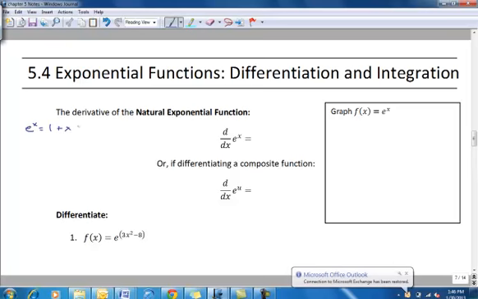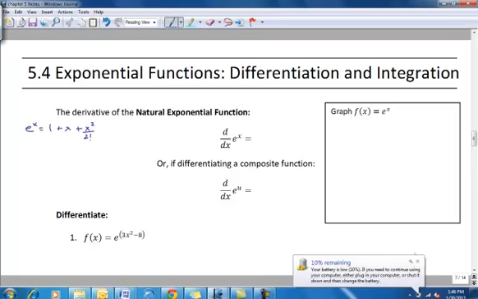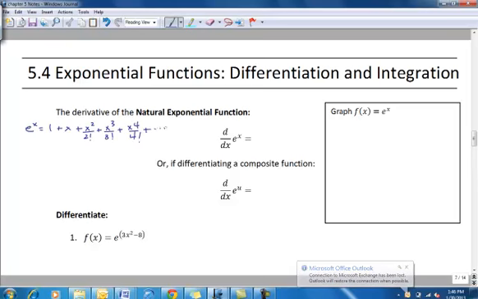1 plus x squared over 2 factorial. You remember that factorial means basically the product of that number times the whole numbers below it, not including 0. And then the next term is x cubed over 3 factorial plus x to the 4th over 4 factorial plus... You can see how that goes.